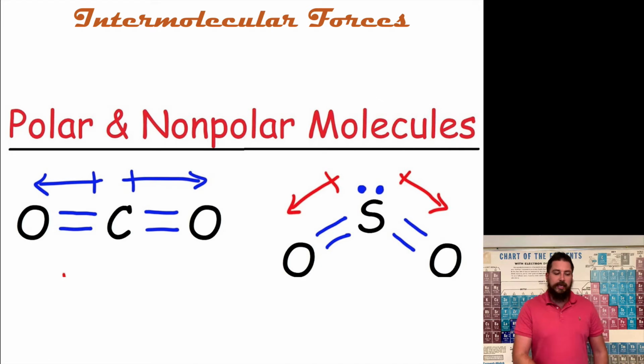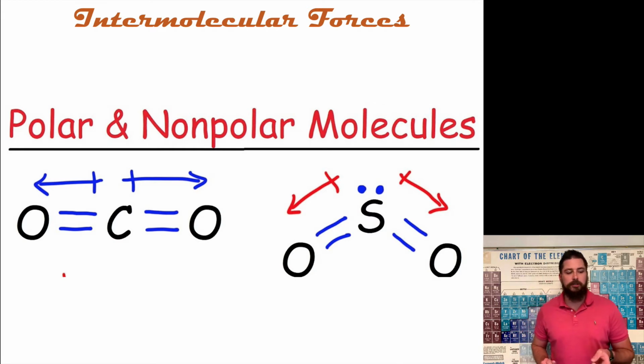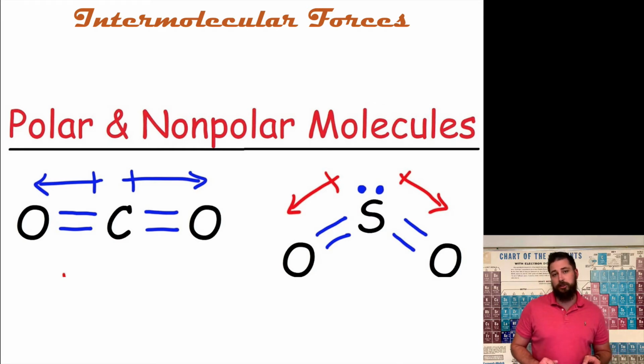Now look at the SO2. Notice how it's literally the same thing. The sulfur and oxygen create a polar bond, except notice what the shape is. The shape is different. It's not a linear shape, it's a bent shape. And why is it bent? It's bent because the lone pairs repel the bonded pairs. So the lone pair that's on sulfur repels the bonded pairs, making the bent shape.